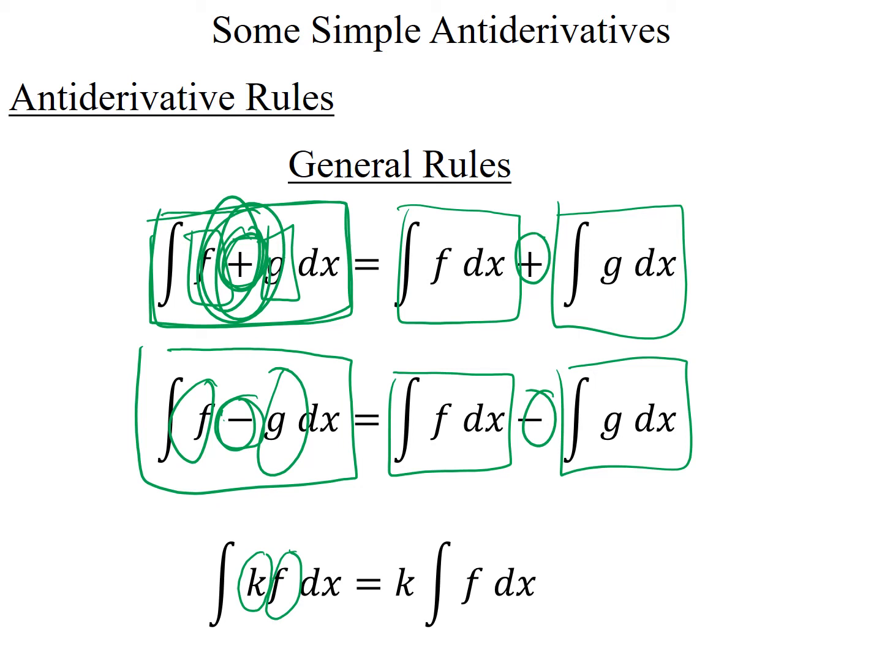Okay, so one more time. For the antiderivative of a sum or the antiderivative of a difference, take the antiderivative of each piece separately. But if it's multiplication or division or anything else besides addition or subtraction, do not take the antiderivative of each piece separately.